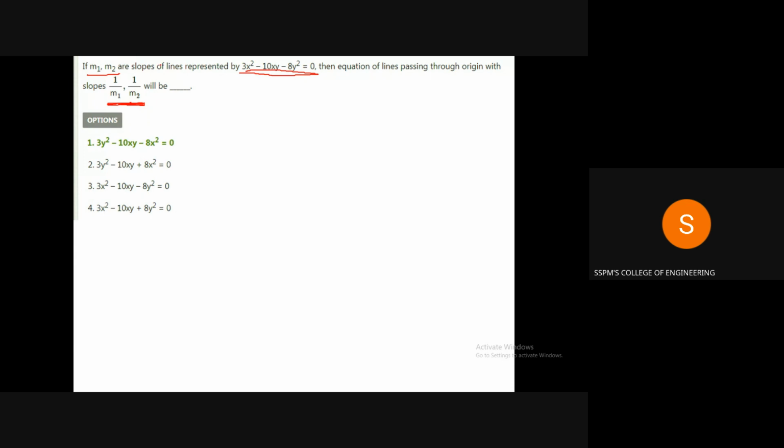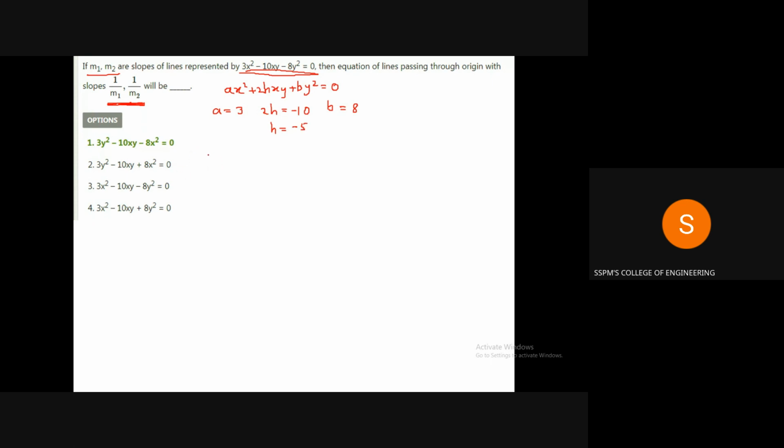So first let us write the standard form of the equation, that is ax square plus 2hxy plus by square is equal to 0. After comparing we get a is equal to 3, 2h is equal to minus 10, and b is equal to minus 8. So 2h is equal to minus 10 means h is equal to minus 5.